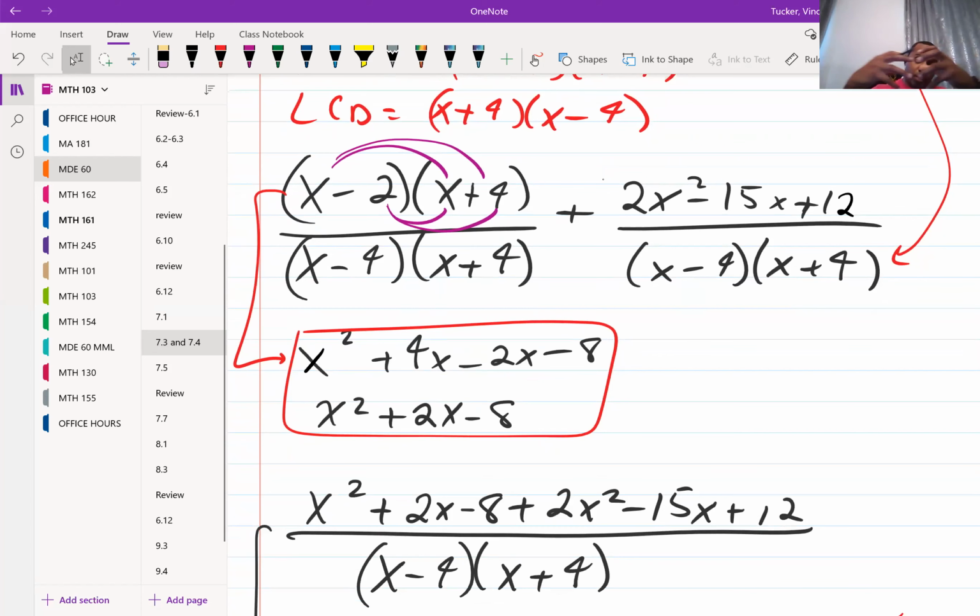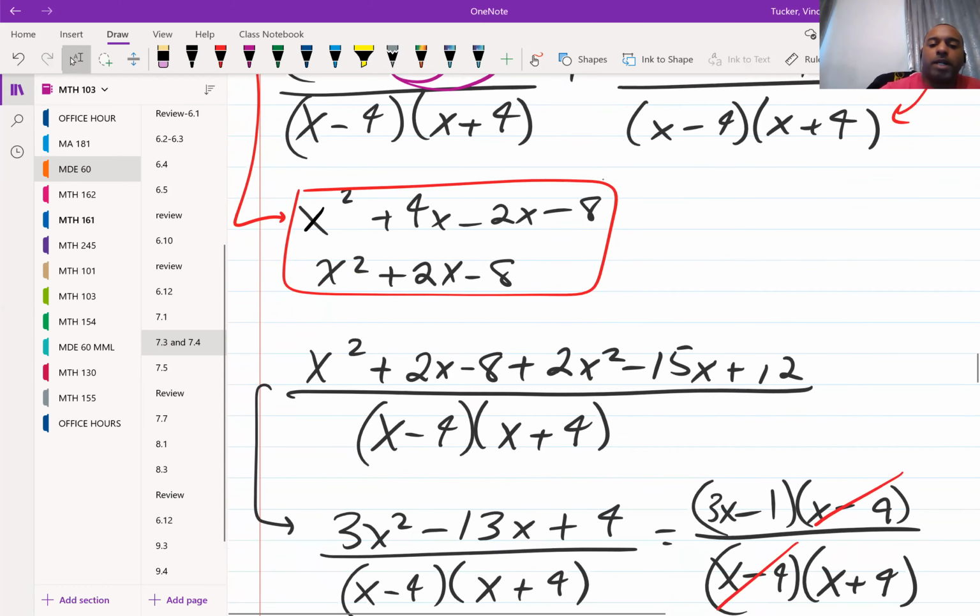Now that we have common denominators, we can bring our numerators together. And I didn't combine like terms yet. I just went ahead and brought them together. So it's x squared plus 2x minus 8 plus 2x squared minus 15x plus 12. So you just bring both your numerators together. Next step, we'll combine our like terms. Everybody good? All right, so combine your like terms.